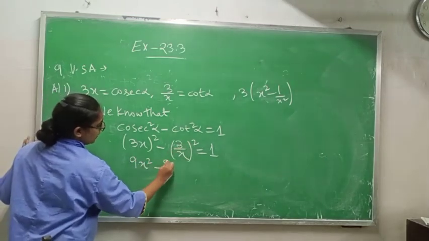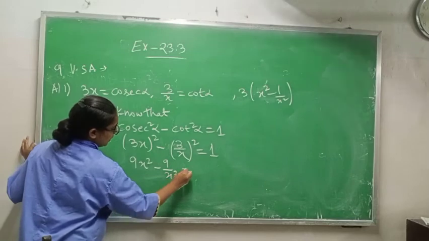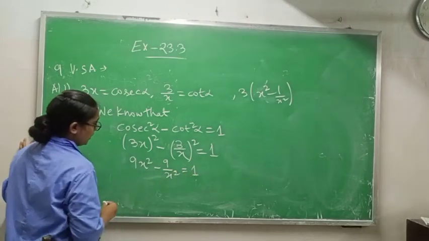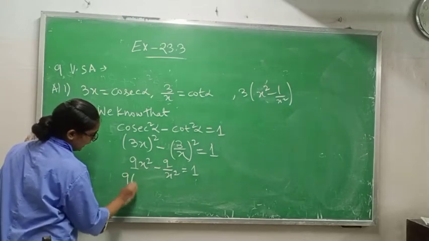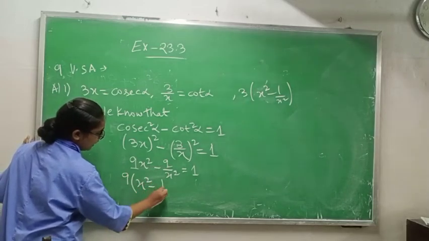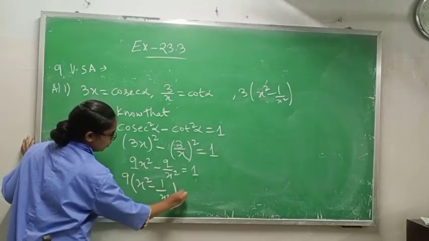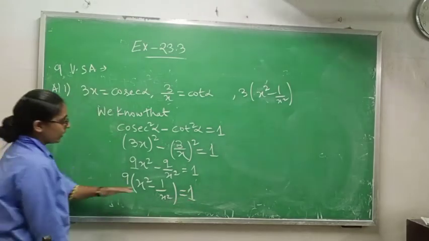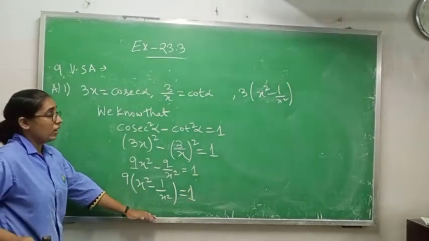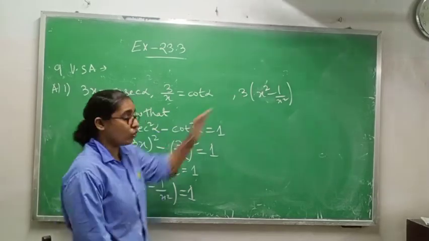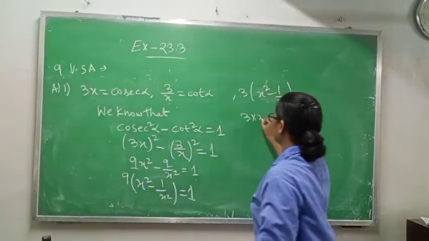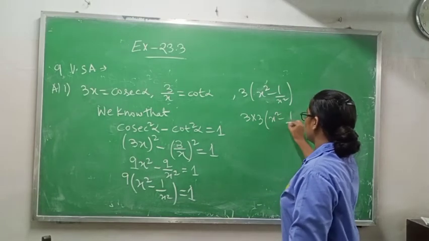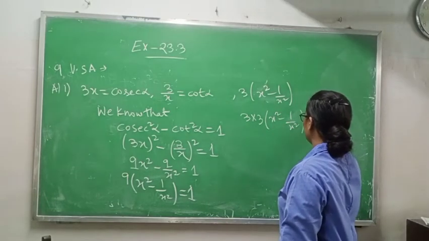3 square again 9 by x square. Now you can take 9 as common. So if you take 9 common, it will become x square minus 1 by x square equals 1. You got x square minus 1 by x square. But here we need 3 also. So if we break this 9 into 3 times 3, we will get 3 into (3x square minus 1 by x square) equals 1.